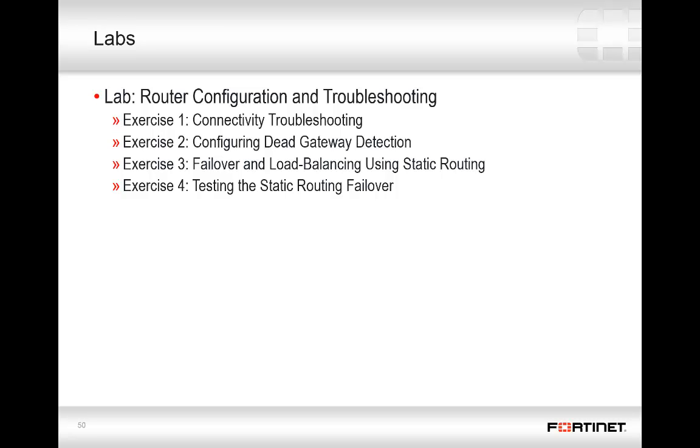Now it's time for the labs. In this lab, you'll look at the behavior of static routes on a FortiGate. Exercise 1 is basic connectivity testing. You'll probably use this skill in the other labs. Exercise 2 will be about dead gateway detection. Exercise 3 will cover failover and load balancing situations, or ECMP from the presentation slides. Exercise 4 will test your static routing failover configuration.